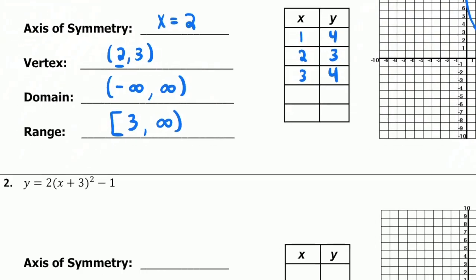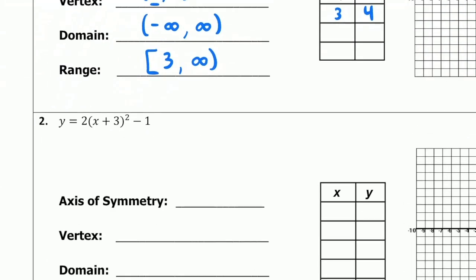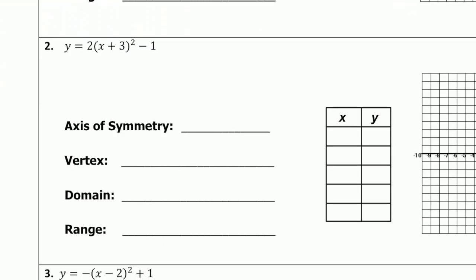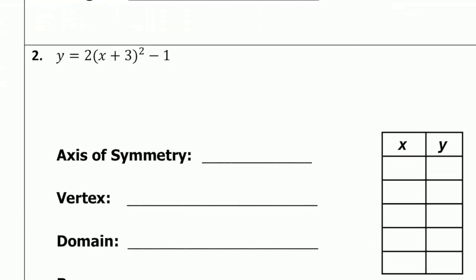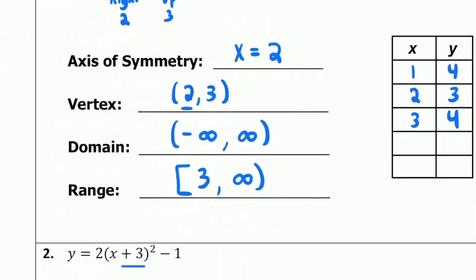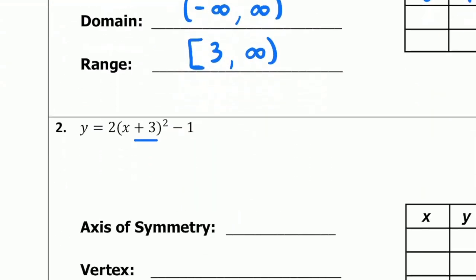All right, now let's look at our second one here. So I have y is equal to 2 times (x plus 3) squared minus 1. So again, let's start with identifying where our vertex is. I have plus 3 inside this parenthesis. So if minus 2 in the previous question meant we went right 2, plus 3 in this one means we're going to be going left 3.